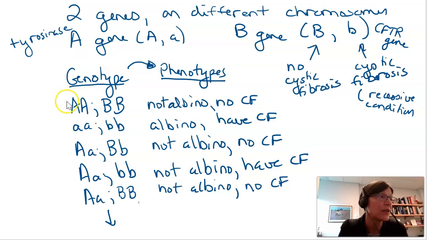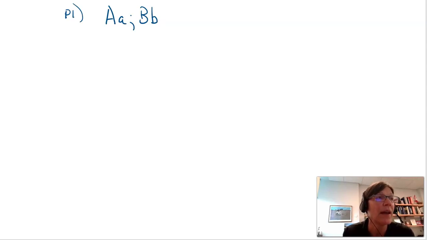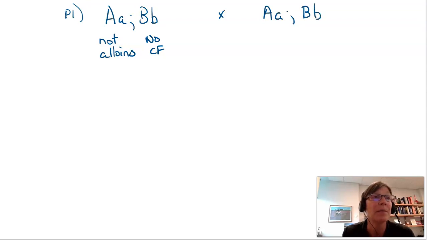So given that, let's work a genetic problem that includes two genes. So I'm going to insert another new slide. And I'm going to say, let's say that we've got this individual. That's their genotype. This is parent one. Okay? So they're carriers for both. So they're not albino, and they do not have CF. They're carriers for both. And let's say that they meet somebody else, and they decide they want to have a baby together, and that somebody else is the same genotype. Okay, so there are two individuals with identical genotypes that happen to meet and are going to have a baby together, and they want to know, what is their chance of having a baby that is albino and has cystic fibrosis?